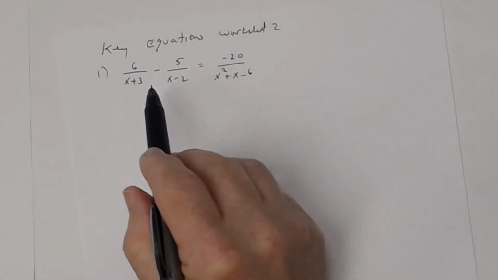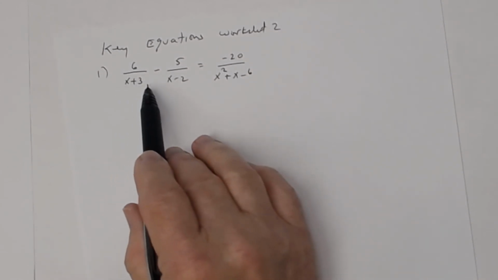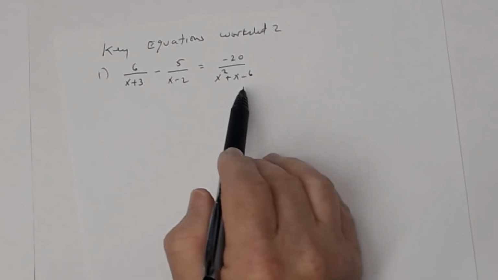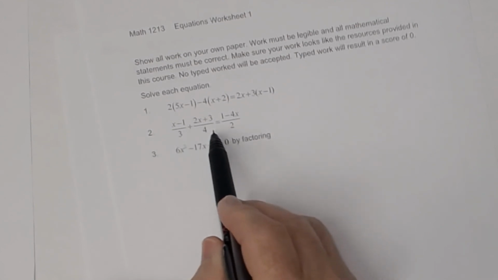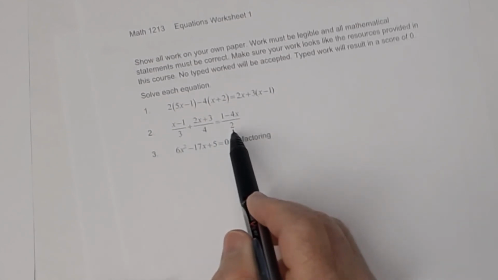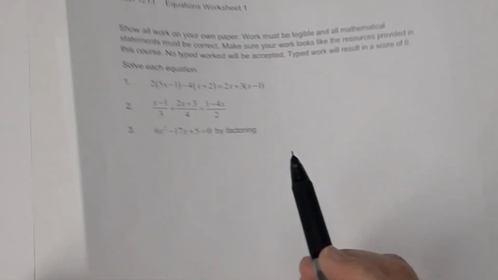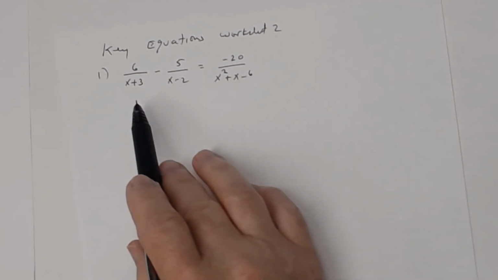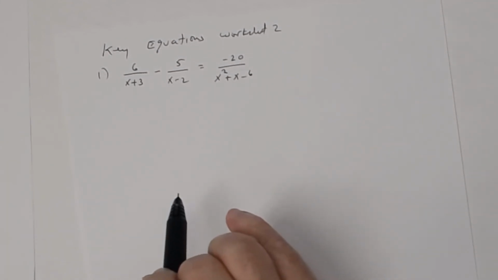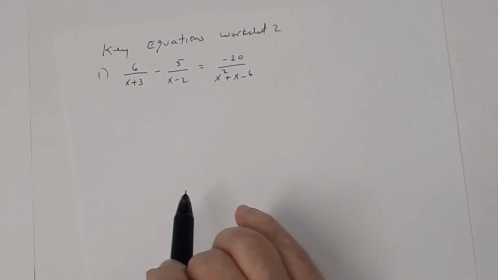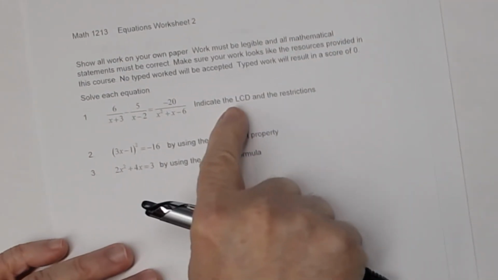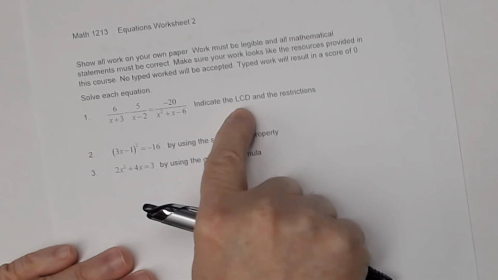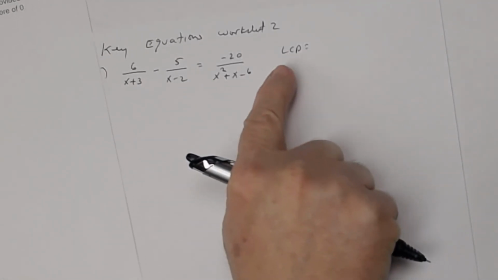The problem here is that your denominators are variable expressions, whereas in this one, your denominators were integers. So it is very easy to find the least common denominator when integers are involved. When you have variable expressions, you just got to be a little bit more careful how you're going to find the least common denominator. So notice I did say indicate to me the least common denominator, and then indicate to me the restrictions. So you have to say LCD equals.